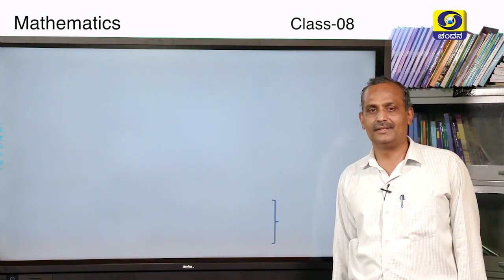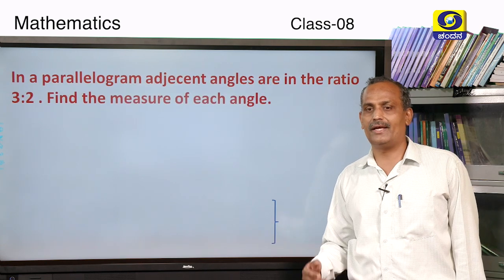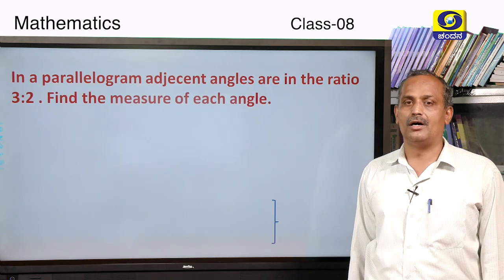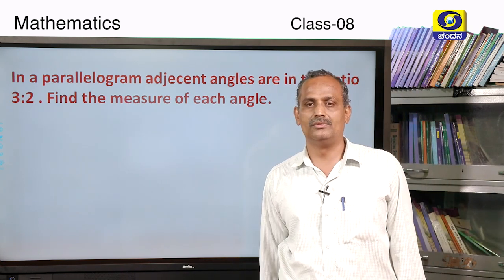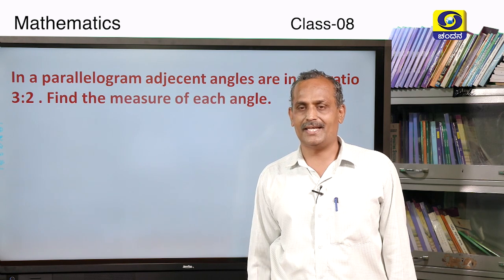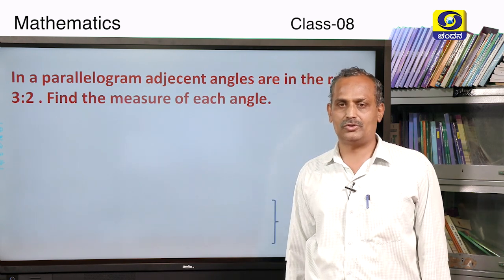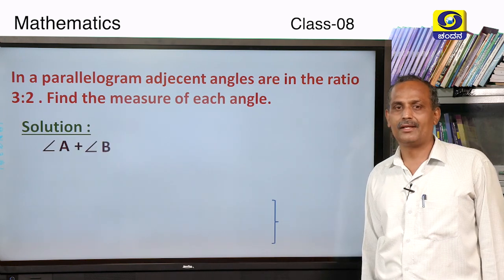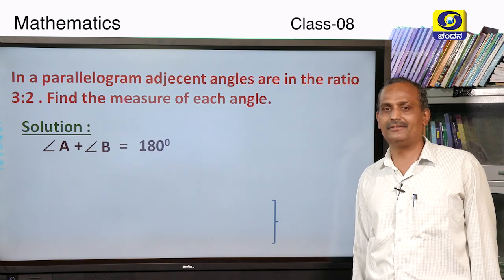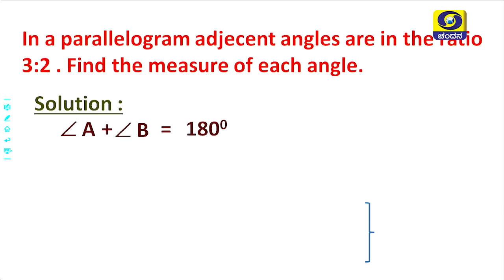Let us move further. Let us solve a problem now. In a parallelogram, adjacent angles are in the ratio 3:2. Find the measure of each angle. Write down the question here. So, let us solve it. Angle A plus angle B is equal to 180 degrees. Let me reread the problem here. In a parallelogram, adjacent angles are in the ratio 3:2. Find the measure of each angle.